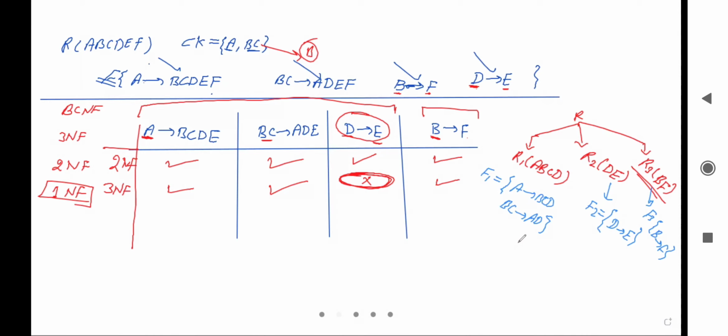Now what will happen? We'll check whether f1 union f2 union f3 is equivalent to f or not. So if we observe this one, is it implying or not? Is this functional dependency implied here or not?